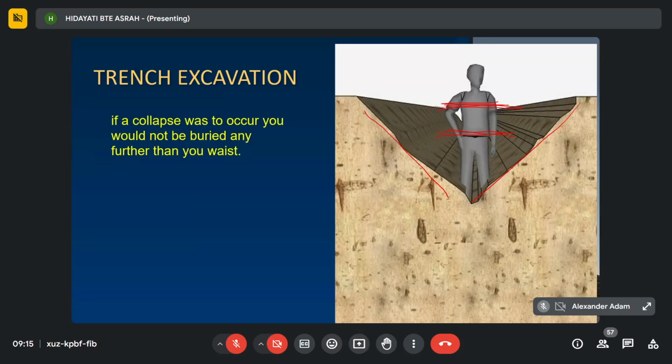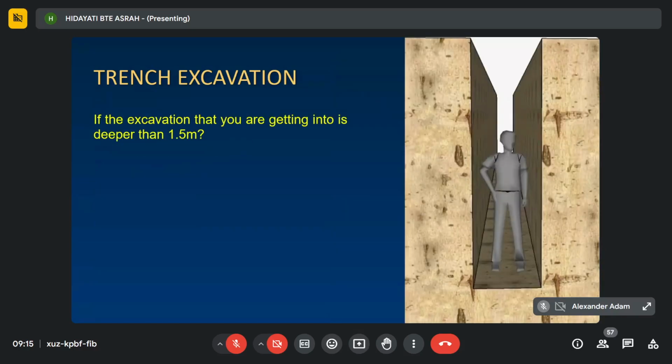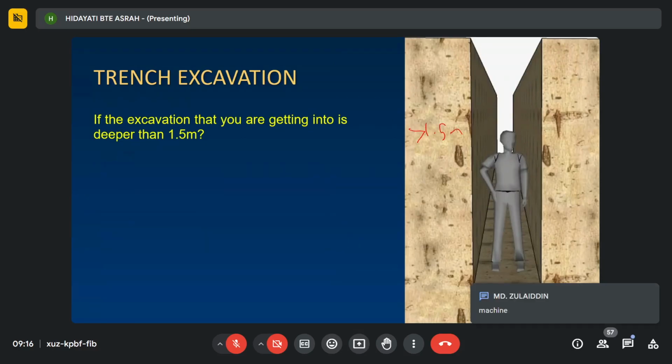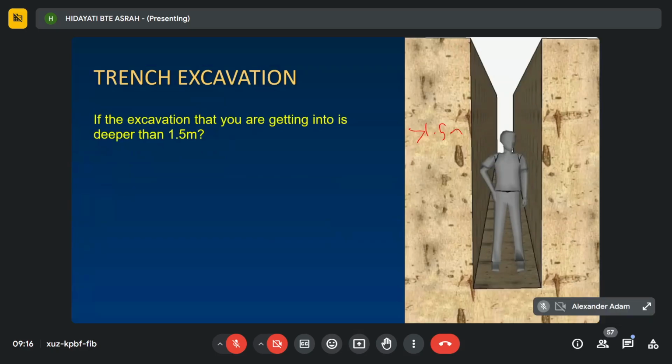But how about if the excavation is deeper than 1.5 meter? What can you do? This is an example, more than 1.5 meter, so above your head. Because the allowed depth is 1.5 for safety reasons, if it is more than 1.5, what do you have to do? If the excavation is deeper than 1.5 meters, there are a couple of things that you should do before you proceed with your excavation.